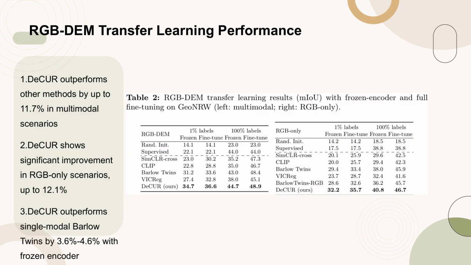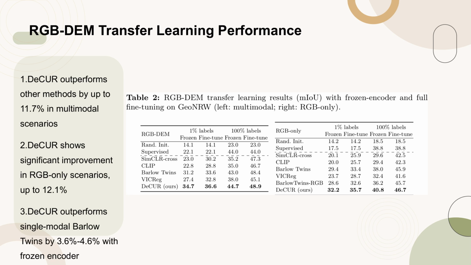Table 2 presents the RGBDM transfer learning results, measured by mean intersection over union, MIOU, under both frozen encoder and full fine-tuning conditions on the GeoNRW dataset. The table is divided into multimodal, left, and RGB-only, right, sections. In the multimodal section, DeCUR demonstrates superior performance across all scenarios, outperforming other methods by a significant margin, up to 11.7% compared to SimCLR. Notably, DeCUR surpasses Barlow Twins and VICREG by at least 3% when fine-tuning with 1% labels.